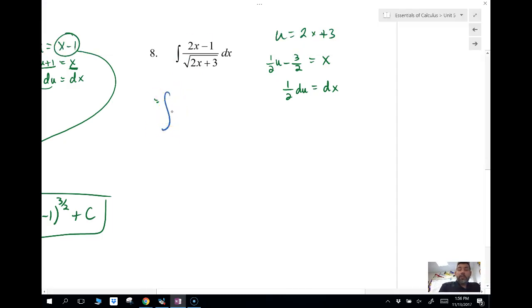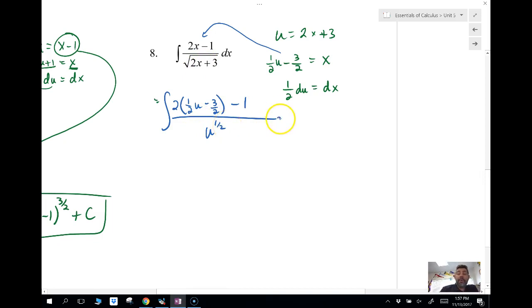So, 2x minus 1. This is going to be a little tricky. What I'm going to have to do is go 2, and substitute in for x right there. So I'm going to have 1/2 u minus 3/2 minus 1 all over, and this is just going to be u to the 1/2, right?